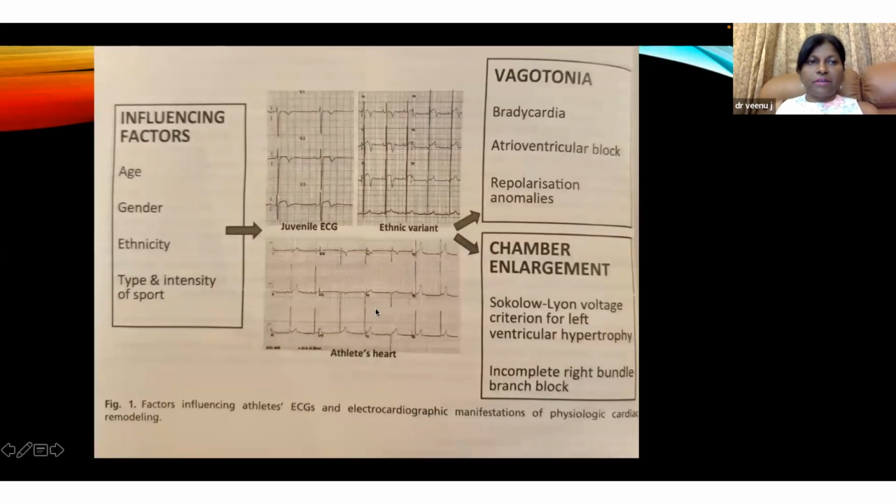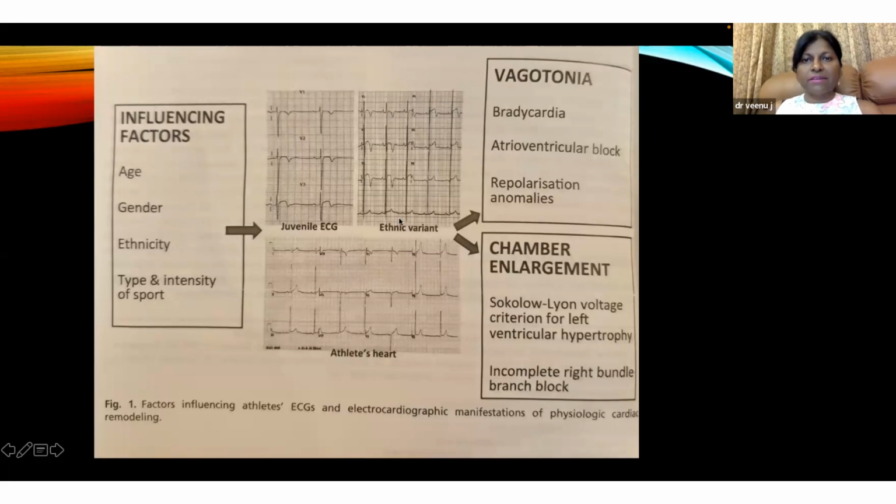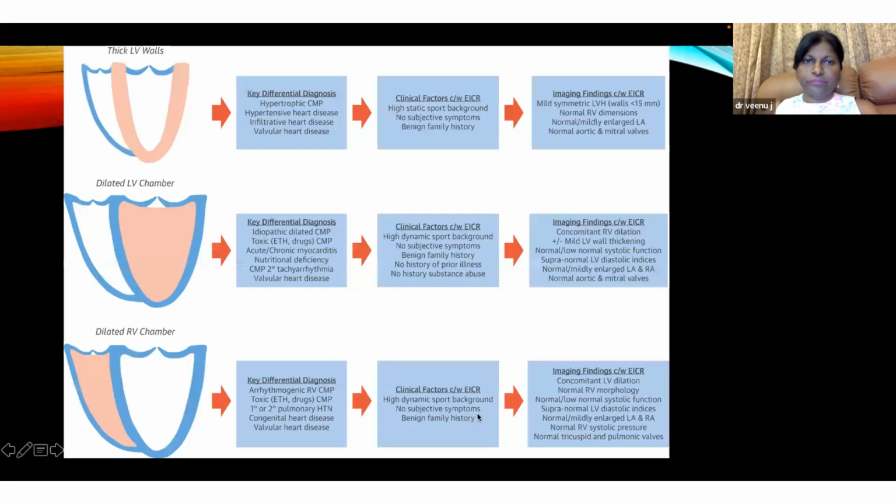So, influencing factors: we already looked at age, gender, ethnicity, and type and intensity of sports. Here we have the juvenile V1 to V3 T inversions seen. Then the ethnic variant, which is seen in blacks, where you can see it from V1 to V4, and athlete's heart, which we have already seen, like the sinus bradycardia, some amount of atrioventricular block in early stages, vagotonic bradycardia, early repolarization changes. So these are all aspects of an athlete's ECG. This is just a juvenile pattern, which we are again showing you.